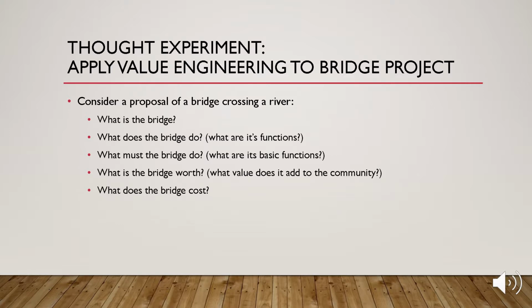In the information phase, you would ask those 5 questions. What is the bridge? What does the bridge do? What are the functions of a bridge? What must the bridge do? Meaning, what are the basic functions of a bridge? What are the purposes of that bridge? And the next question, what is the bridge worth? Meaning, what value does it add to the community? Does it add satisfaction? Again, what does the bridge cost?